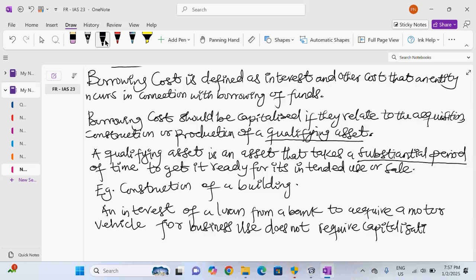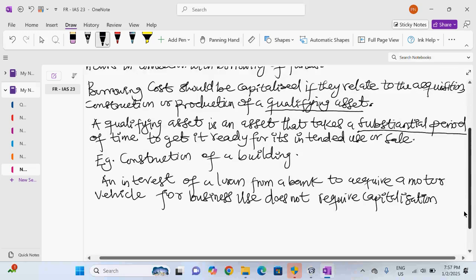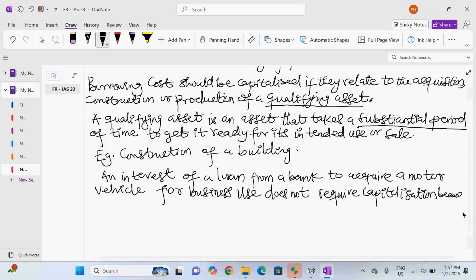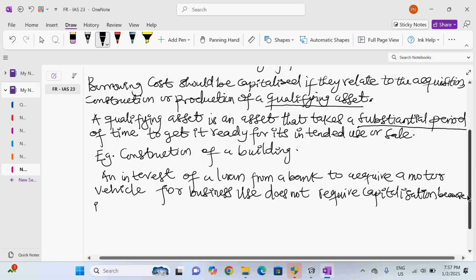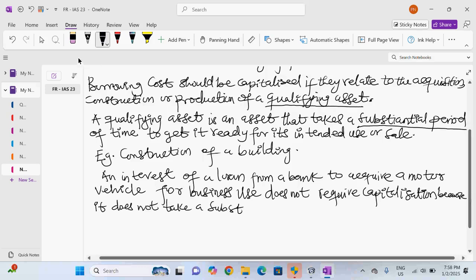Does not require capitalization, because what has happened? Because it does not take a substantial period to complete it, right? To complete it.